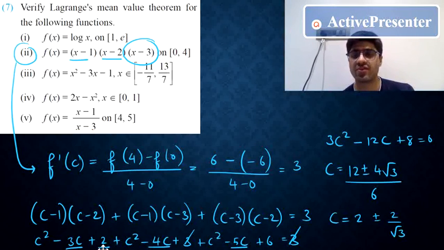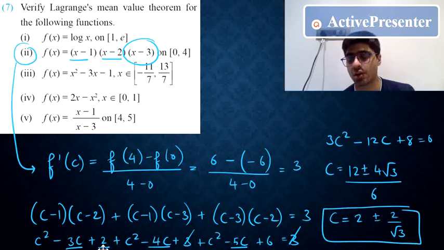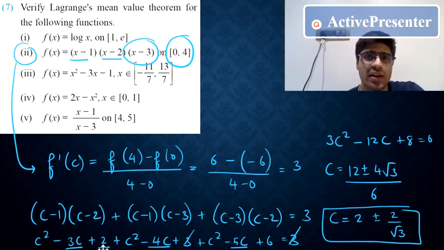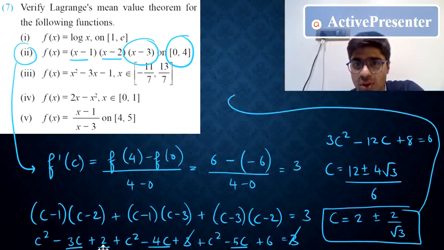Now the point is, we have definitely taken two values of C here, but do we need to eliminate any value? The answer is yes, because when you talk of the interval 0 to 4, the values of C that you take have to be compulsorily in that interval. You can take both values given that both lie in that interval, but if some value does not lie in that interval, then you need to eliminate it. So let's check what these values are.